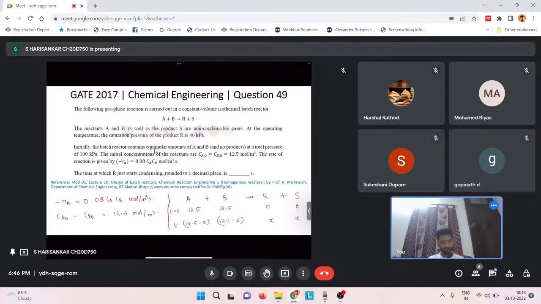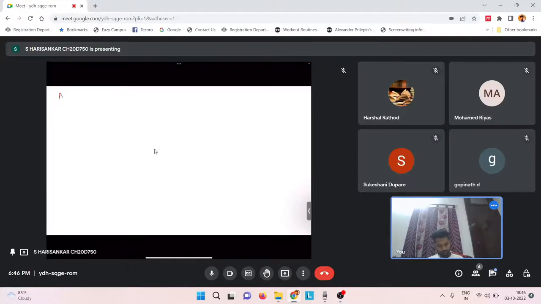Okay, so let us write this again here. A plus B gives R plus S. At time t is equal to 0, we'll have 12.5 because this is Ca0, then Cb0 is 12.5, 0 moles of R and 0 moles of S. And at time t is equal to t, we'll have 12.5 minus x of A and B, then x moles of R and x moles of S.